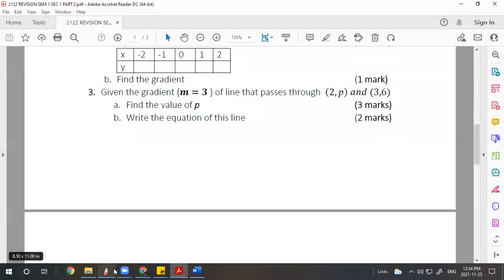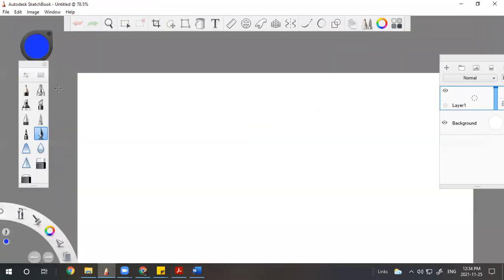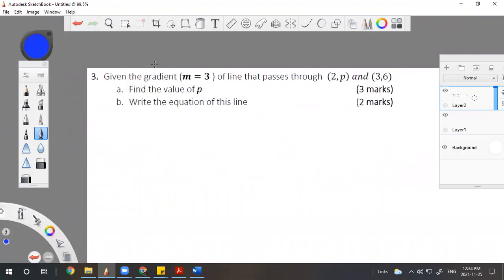Now, number 3 is a combination of gradient and algebra. You have to focus on this part because we are integrating 2 topics. Now, given gradient m equals 3. You know what, Mister? Sorry, yes? I don't think we have learned this before. We haven't done this kind of question, but I think you have the background knowledge of doing this, right?